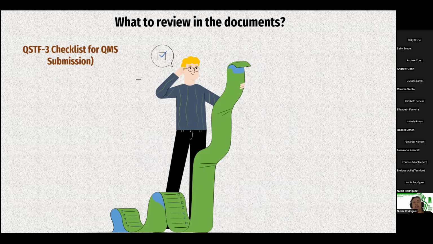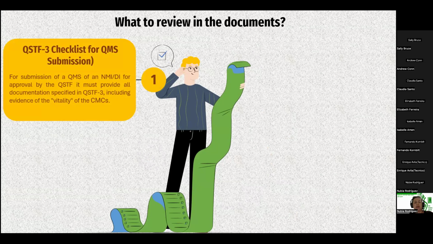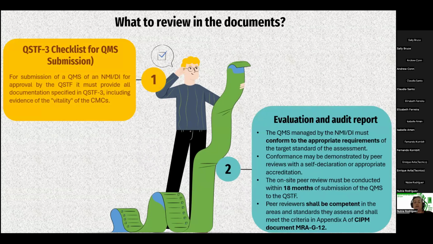What is reviewed in the documentation in QSTF, we have our QMS checklist. So for presenting the QMS for approval, you should provide all the information in QSTF-3, including the vitality evidence if it's a 5-year renewal. In the audit reports, as explained by Isabel, the QMS needs to be maintained and follow all requirements of the evaluation. Conformity can be proven through peer review or declaration, and through the accreditation should not surpass 8 months for presenting QSTF, and the reviewers must be capable and comply with Annex A of CIP-MWG G12, which would be the guidelines for presenting or submitting reports.